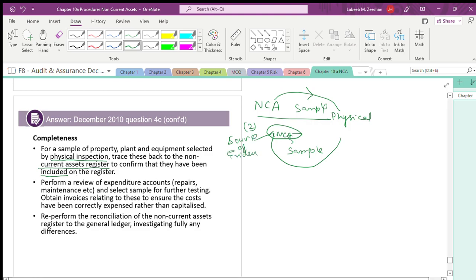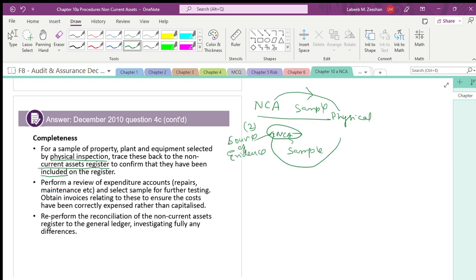I am repeating very purposely. I am repeating purposely because the more I repeat, the more you remember.